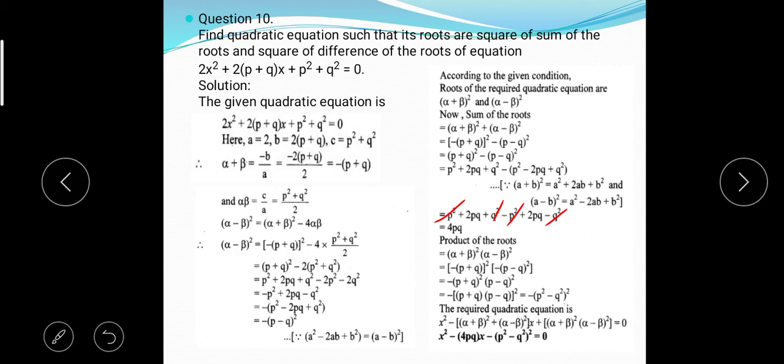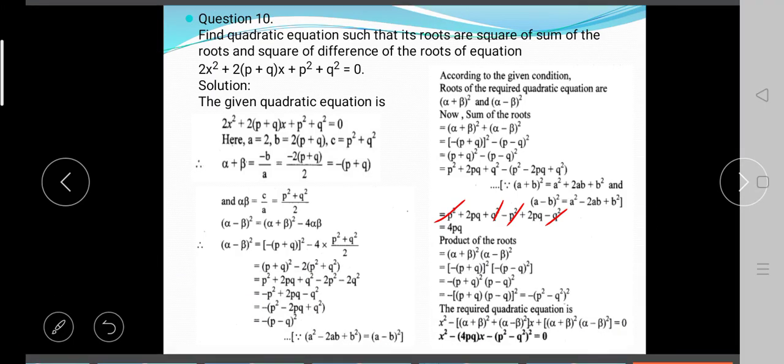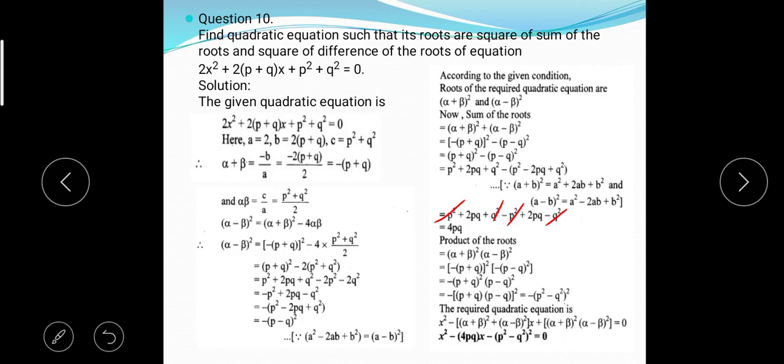So product of the roots means alpha plus beta whole square into alpha minus beta whole square. After substituting the value, you will get minus in bracket p plus q minus p minus q whole square, this is a into b whole square. So you can write a plus b, a minus b. By using the identity, a plus b in one bracket and a minus b in another bracket. So what will you get?